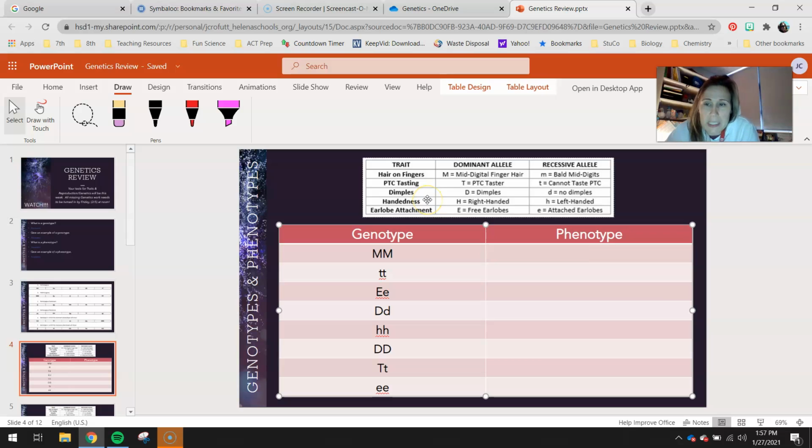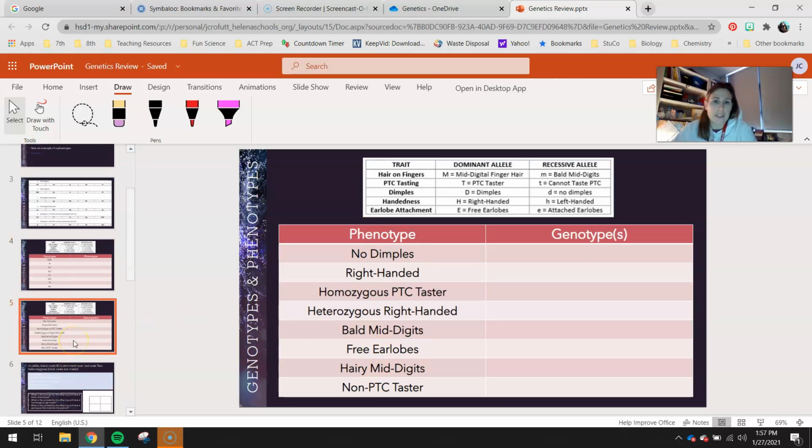Other traits we're looking at is PTC tasting, which you guys should know what that is now. Dimples, whether you guys have dimples or not. Handedness, right-handed or left-handed, and then earlobe attachment, whether you guys have free earlobes like I do, where they dip down, or whether they go straight into your head and that's attached. Okay, so go through those. Tell me the phenotypes of those individuals with these genotypes. And vice versa on this slide.